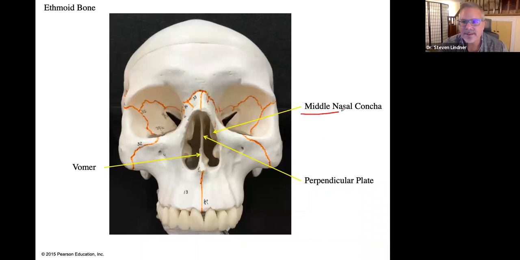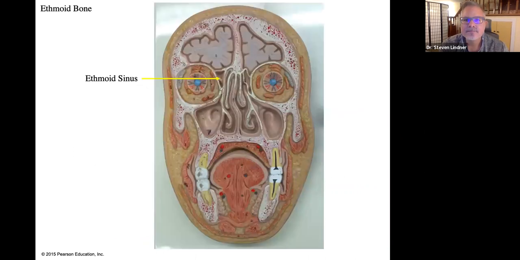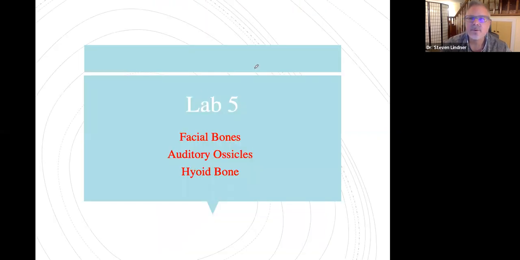So here's the middle nasal concha. This one here is the inferior nasal concha, vomer, perpendicular plate, and then cross section, right? Somewhere in here is the cribiform plate, and then the crista galli would come up above that. Here are the ethmoid sinuses, right there. Here's your maxillary sinuses right here. Okay, we'll take a break here.